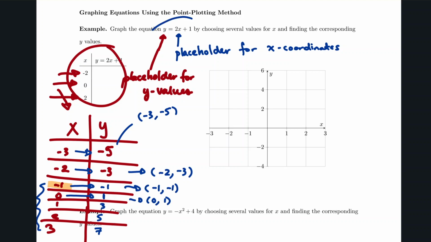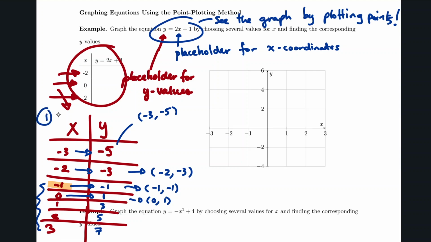So I can actually see what this looks like by plotting points. So step 1, find the points in the table. And here, if I wanted to fill out the smaller table I did, I see I've already got those values.